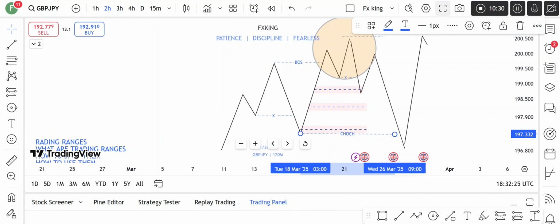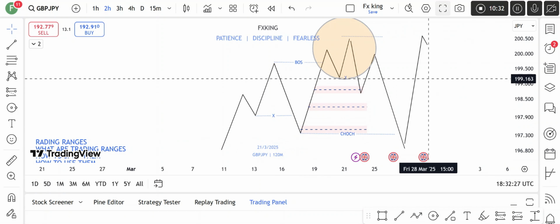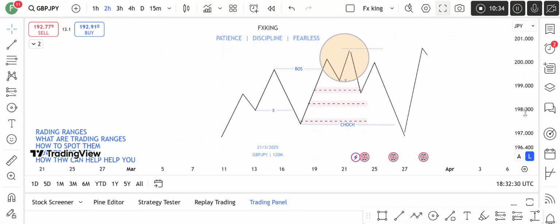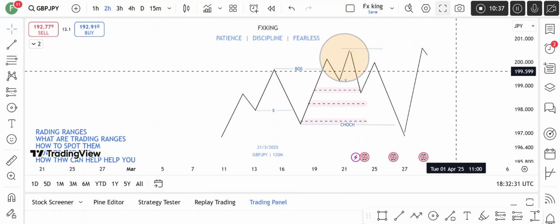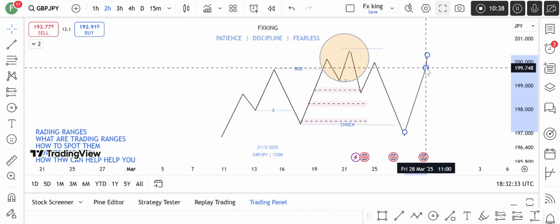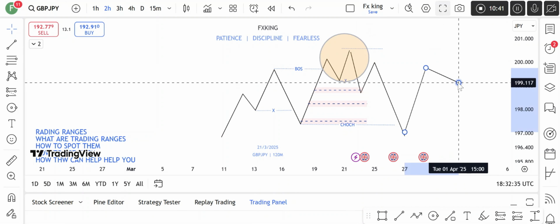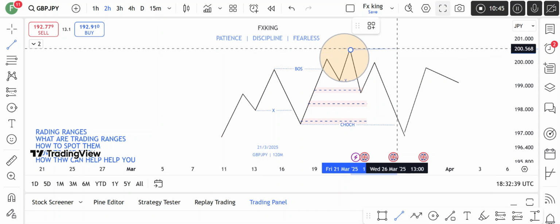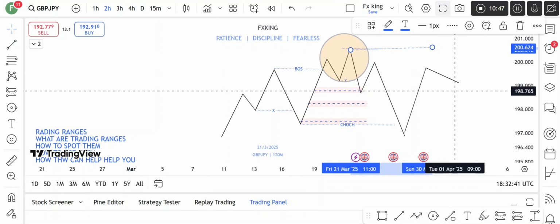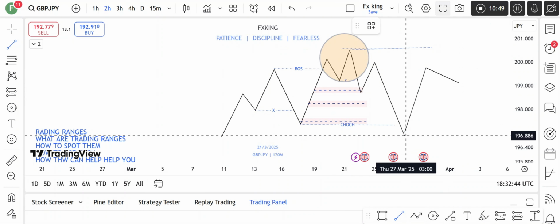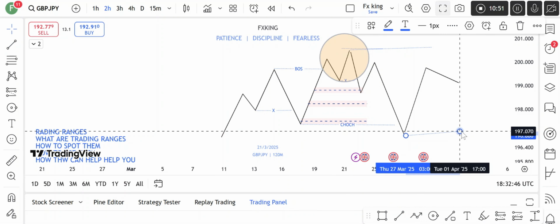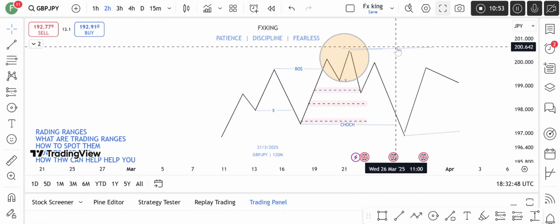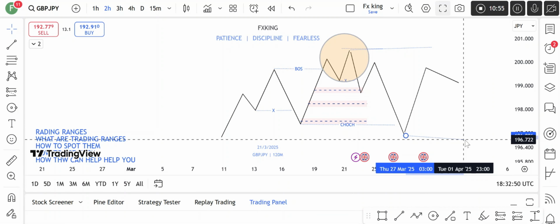We now have a change of character. Now, when we have a change of character, what do we do? We start looking for sales. So if that occurs, from this high now to our current low will be where our trading range is.